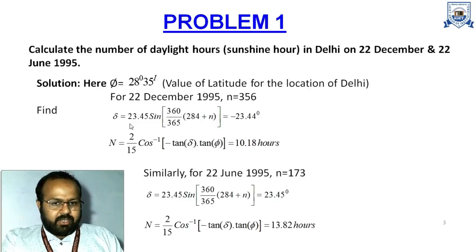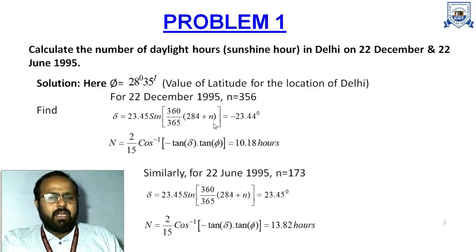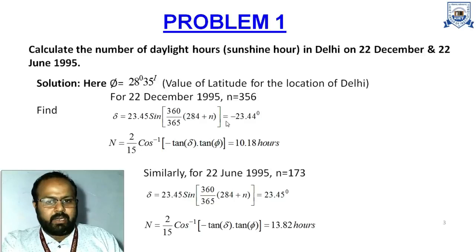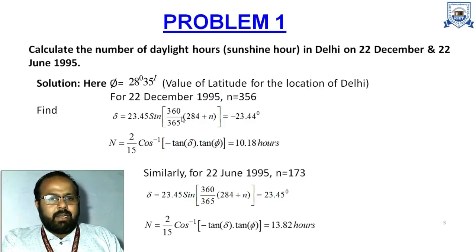Then find the declination angle del. The formula of del is 23.45 sine of 360 by 365 times (284 plus n). Putting in the value of n equals 356, we find the declination angle is minus 23.44 degrees. Now calculate the daylight hours.